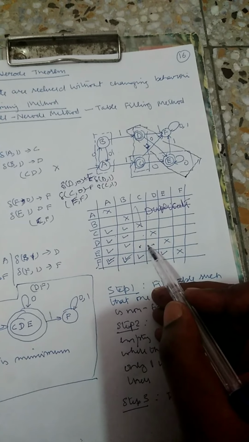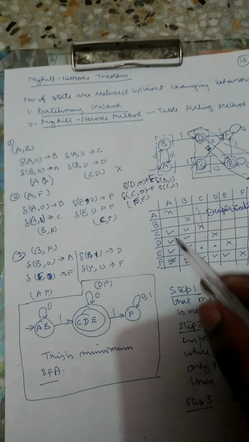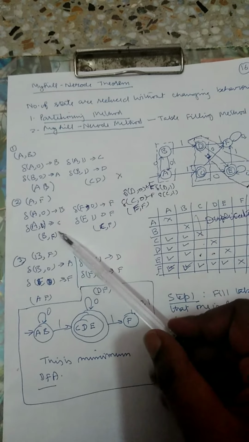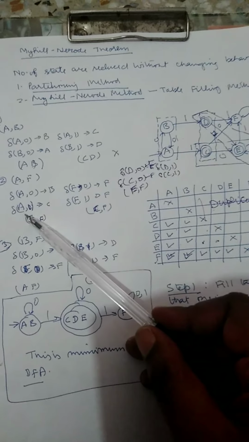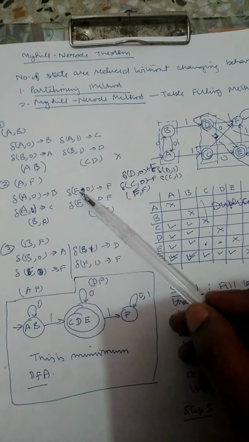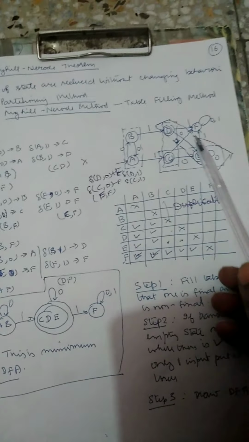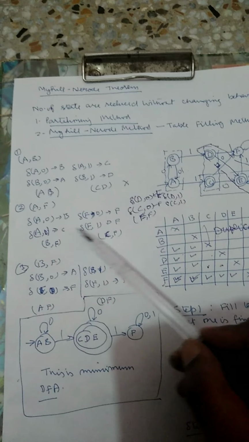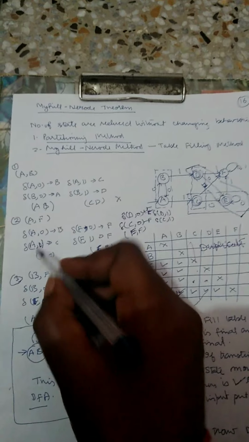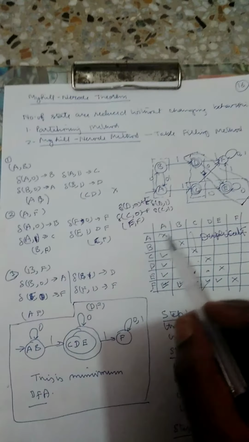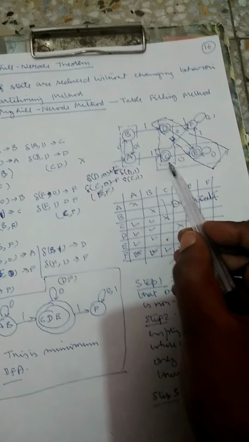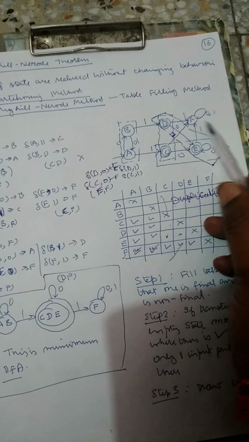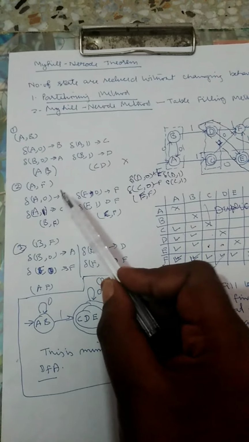We consider now these two cases. Now look at this, AF. A on 0 leads to B, and F on 0 leads to F. A on 1 leads to C, and F on 1 leads to F. So what we got? BF. The other pair we got is CF.